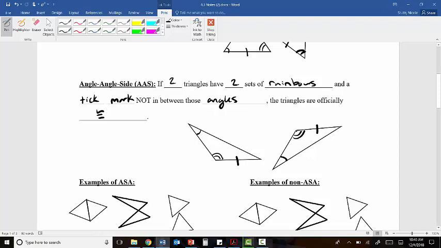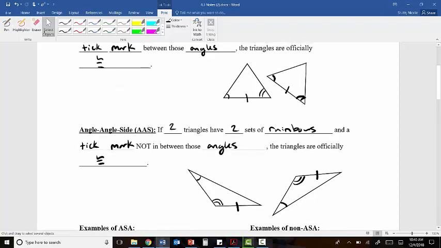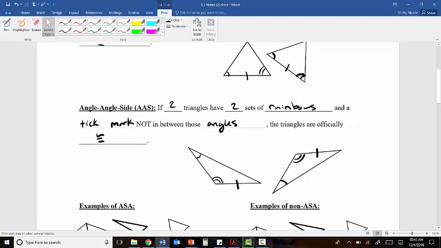So hopefully you can see the difference between this set and this set. Here the tick mark is in the middle. Here the tick mark is outside of them. So in other words, it's not in the middle.